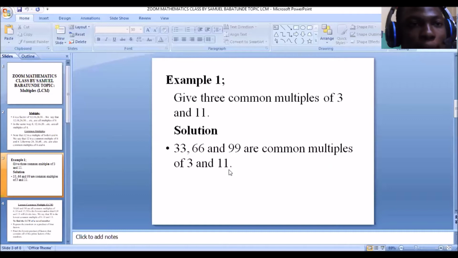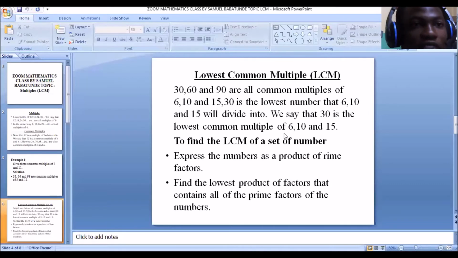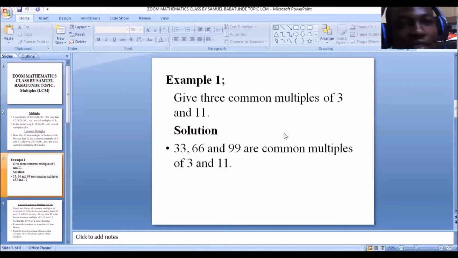Now, you have numerous multiples of 3. But out of these numerous multiples of 3, which of them will you also find among the numerous multiples of 11? Like we know, 11 times 1 will give us 11. 11 times 2 will give us 22. And 11 times 3 will give us 33. Now, 3 times 11 also will give us 33. So you see that 33 is a multiple of 3 and also a multiple of 11. So we've gotten one common multiple.